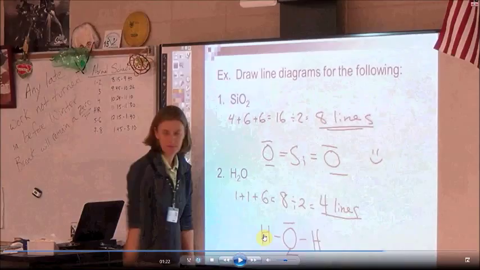Remember that hydrogen does not want 4 lines touching it. Hydrogen is so small that it can only handle 1 line touching it, or 2 valence electrons. So these hydrogens were already all set, but we needed to make oxygen stable by adding a line on the top and bottom. So this is water, and this is a covalent bond. These are being shared, these 2 sets right here.